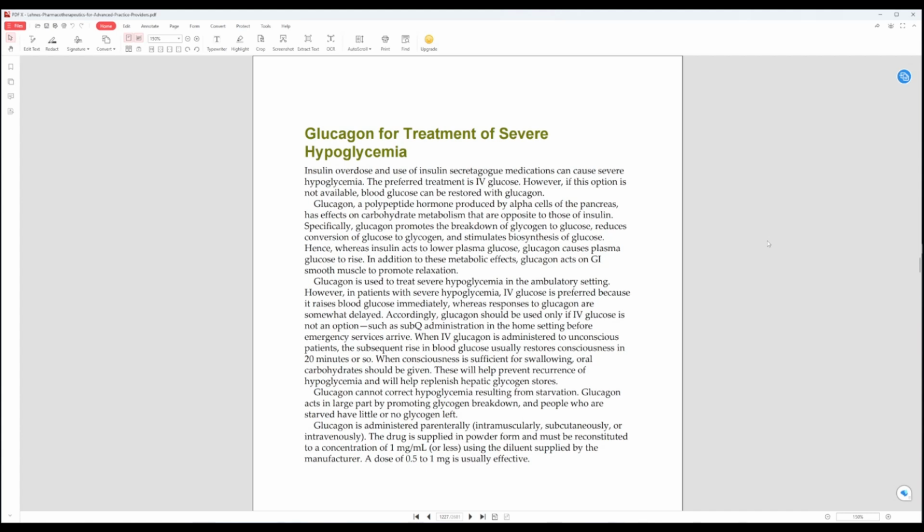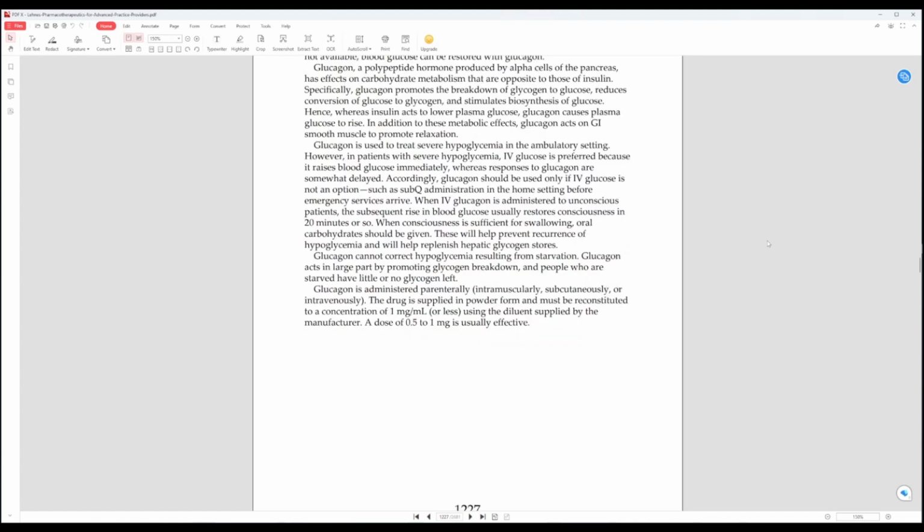Glucagon is administered parenterally: intramuscularly, subcutaneously, or intravenously. The drug is supplied in powder form and must be reconstituted to a concentration of 1 mg per ml, using the diluent supplied by the manufacturer. A dose of 0.5 to 1 mg is usually effective.